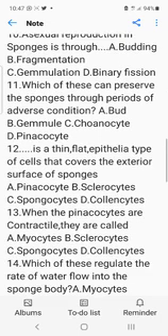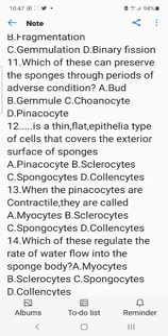B. Number 12. Dash is a thin, flat epithelial type of cell that covers the exterior surface of sponges. Is it the pinacocyte? Is it the sclerocyte? Is it the spongocyte or the collencyte? It is the pinacocyte.